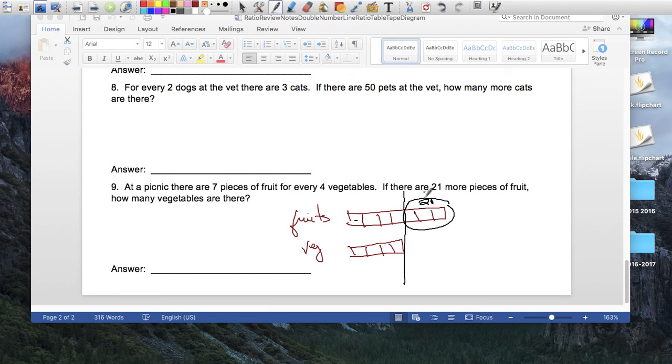So what number can I put in these 3 boxes to represent 21? Obviously, 21 divided by 3 is 7. 7, 7, 7, which makes every single other number 7. So, how many vegetables are there? Well, 1, 2, 3, 4. 4 boxes with 7 each. 7 times 4 gives me 28 veggies. Okay, so that's that. If you were able to do this, you should be pretty okay with ratios so far.